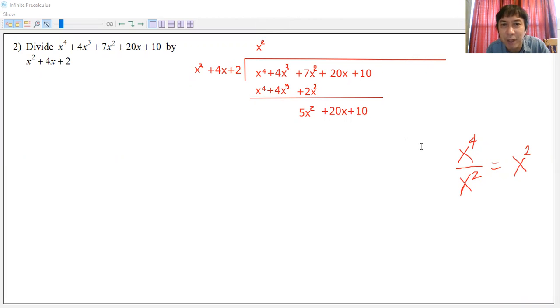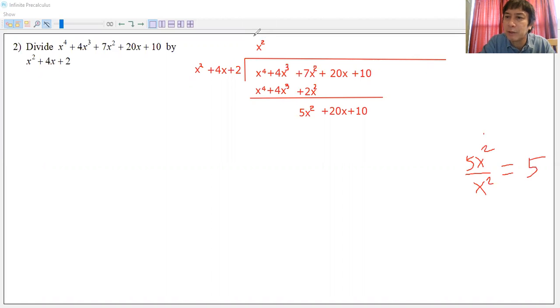This time it's 5x squared divided by x squared. The leftmost term of this current line divided by the leftmost term of the divisor. So our next divide is 5x squared divided by x squared. You compare that with the degree of the divisor, so we can still continue because they're equal, degree 2. This gives us just 5, because the x squared cancels out, and we're going to write that on top, right here.